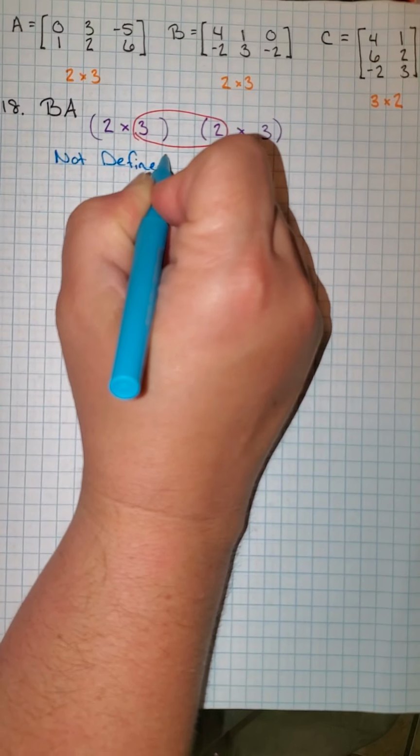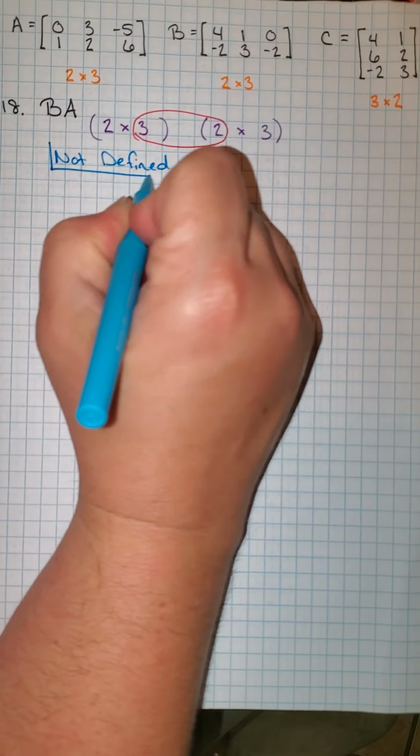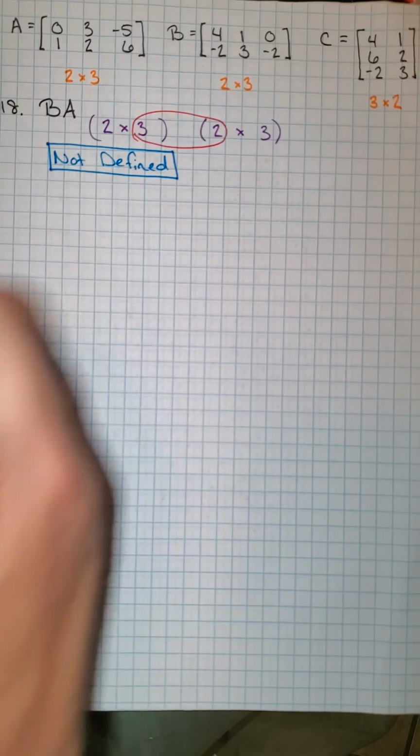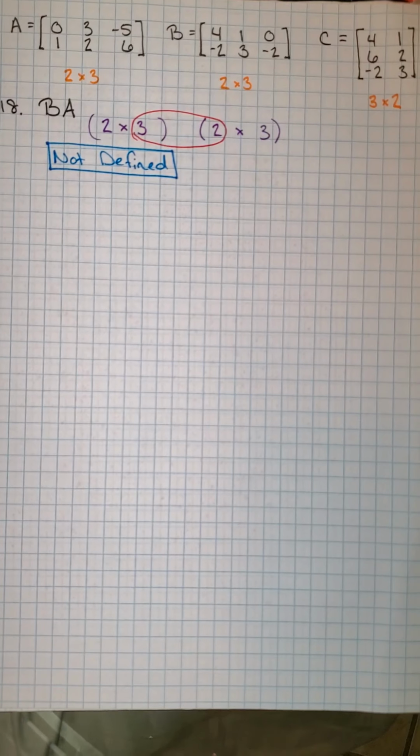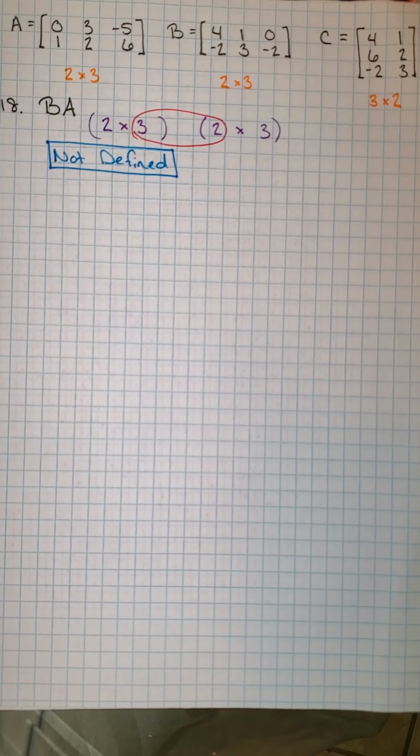If you try to do it in your calculator, which you can do, you can enter the two matrices and then just tell them to multiply. You would get error, I believe.